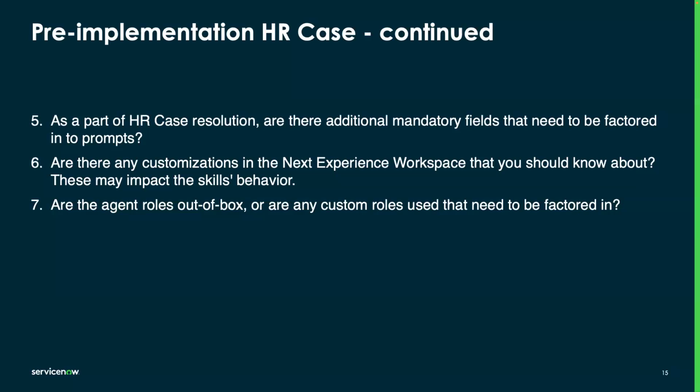Not to get too technical on this call, but we have different workflows that are triggering, like resolution notes, in the core UI than we're doing for the workspace. So if you're looking to undo something you've done to achieve out-of-the-box functionality, those are things to keep in mind. And then, are our agent roles out of the box, or have we used any custom roles that need to be factored in?